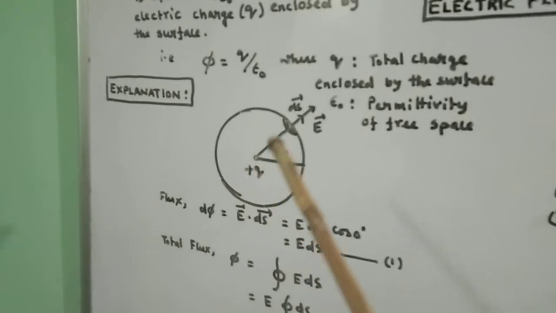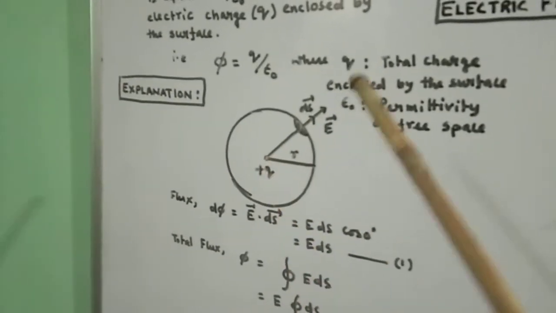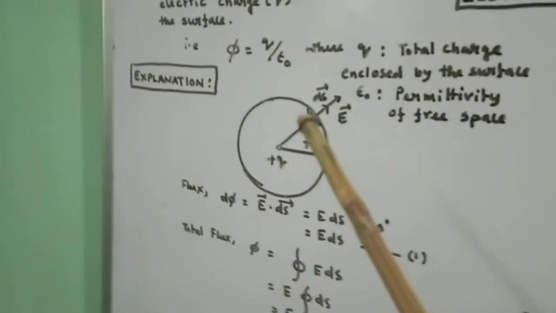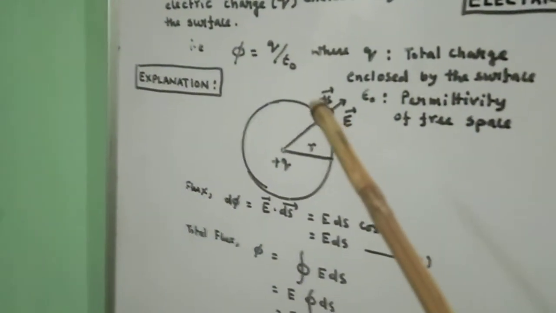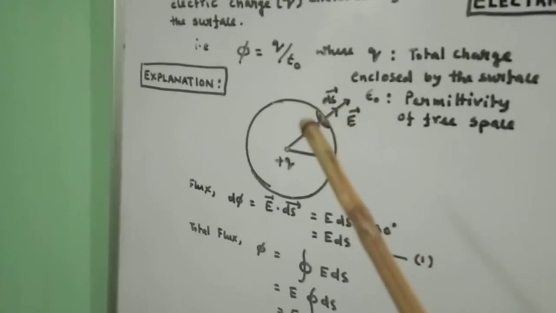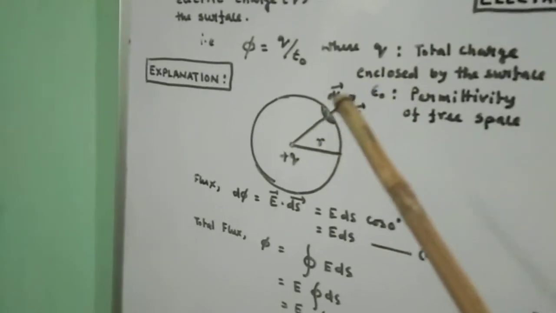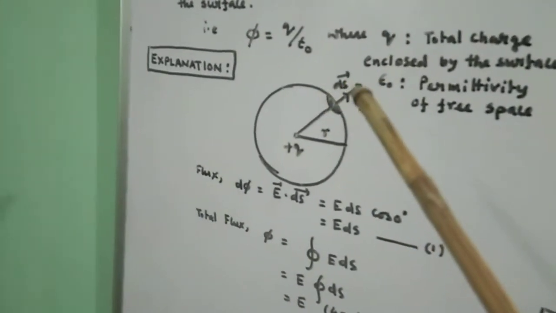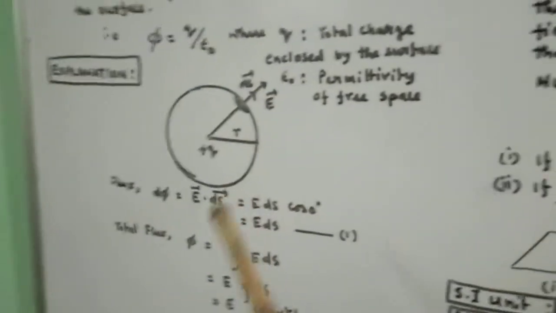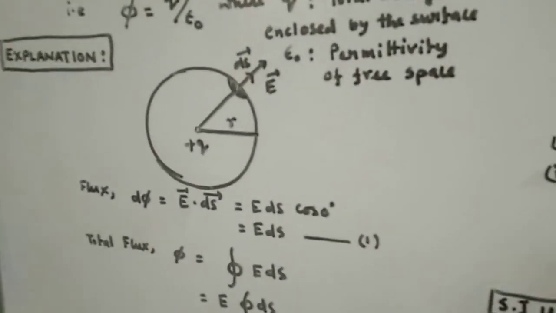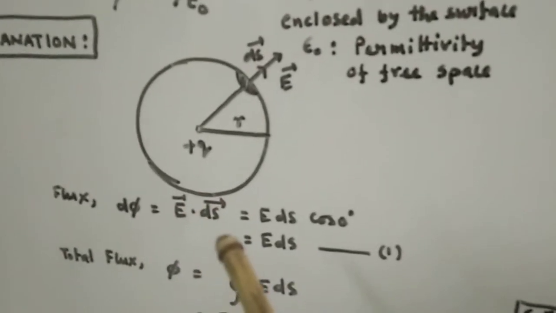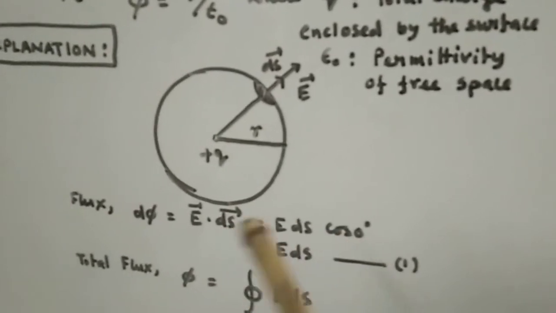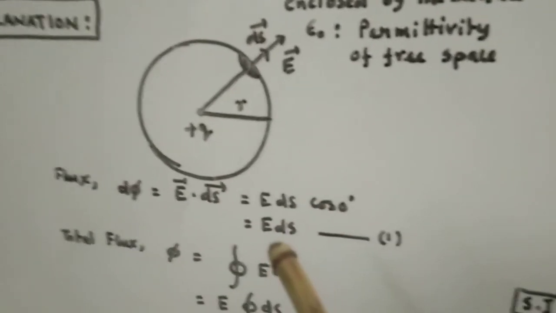So what will happen? The field lines will go out of this charge, as it is positive. We have already defined why it is outward. Now let me consider a small element over the spherical surface, that is your dS. Now E vector is radially outward, and similarly dS is also radially outward. So E and dS both have the same direction. So if we define the flux, that is your d phi, as per the definition it is E vector dot dS vector. As both are in the same direction, it is E dS cos 0 degree, that is E dS.